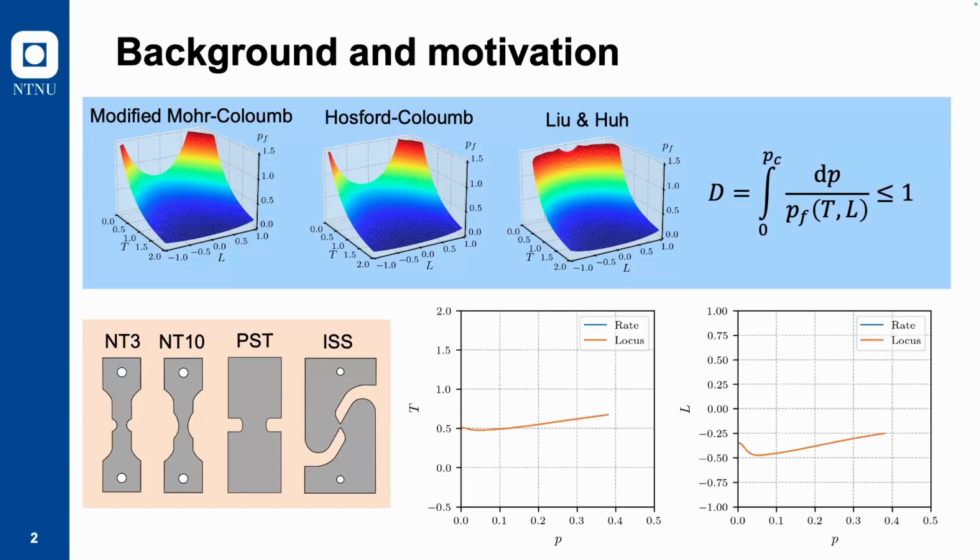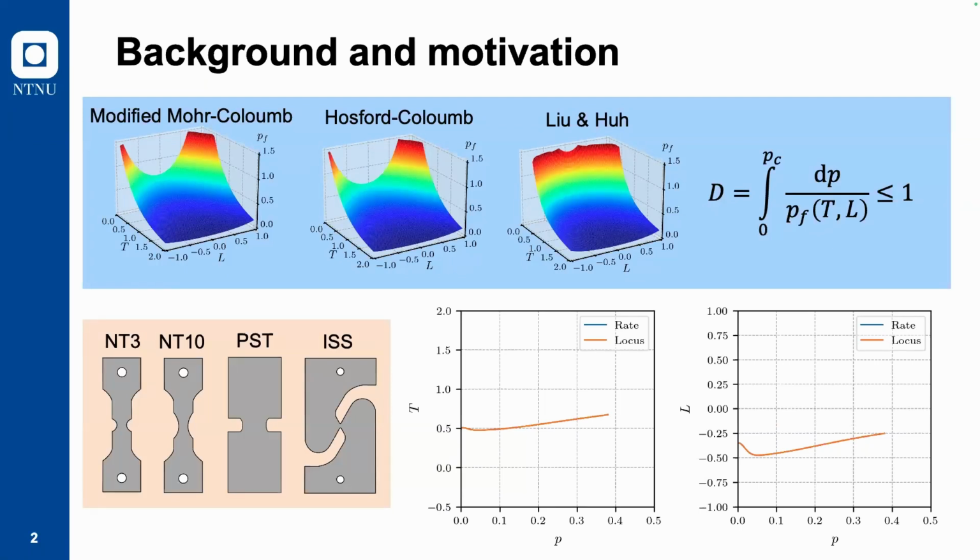Furthermore, they also require a damage accumulation rule, like the integral to the right of the screen, which holds for proportional loading. But in real life, we typically see non-proportional, or at least slightly non-proportional, loading, as indicated in the line plots in the lower right corner. So in this work, we wanted to look into the crack initiation points and crack propagation paths in different test specimens.